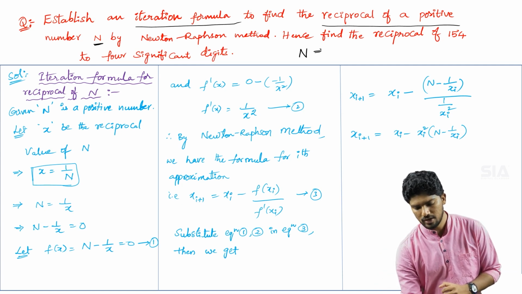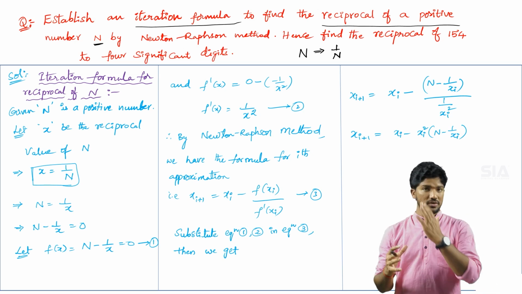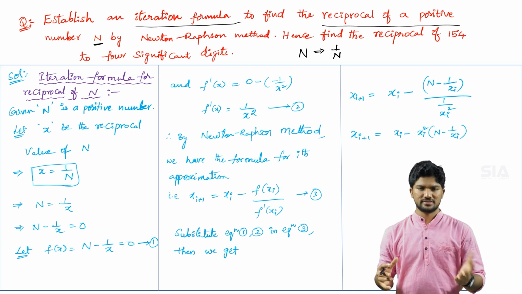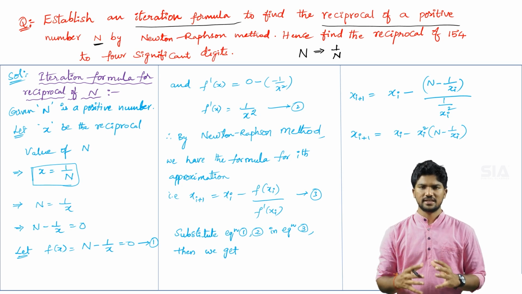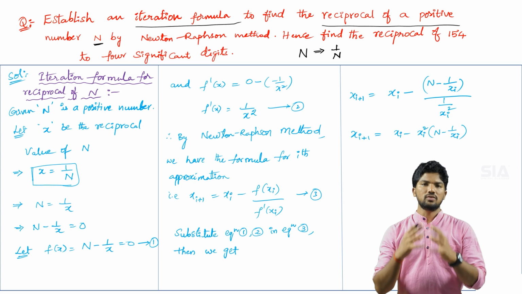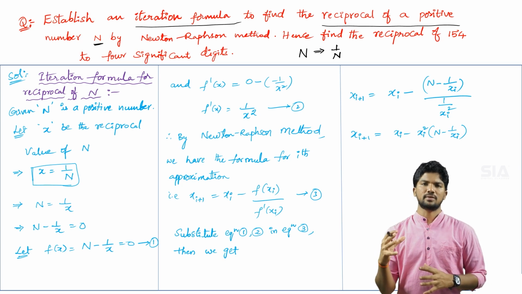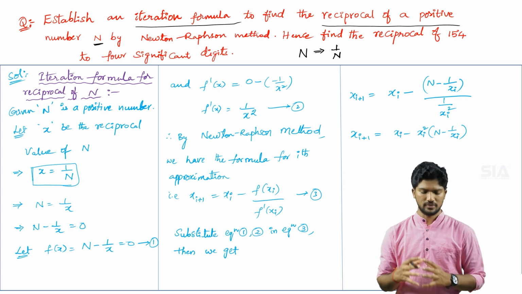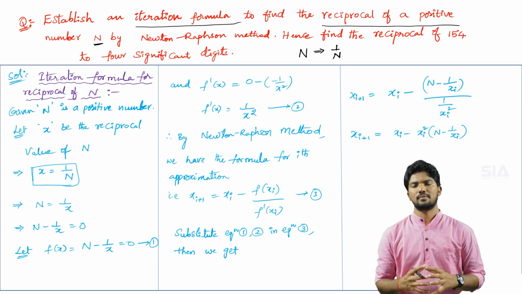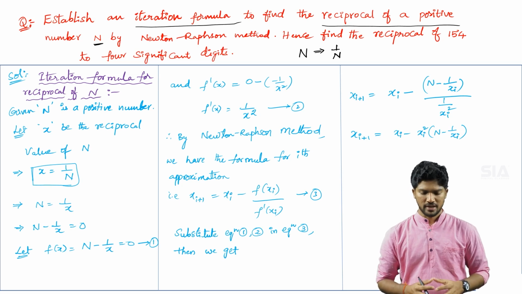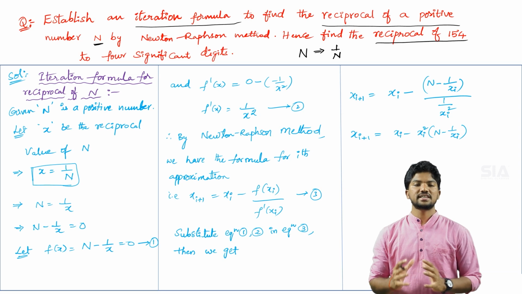Okay, what is the reciprocal? 1 by N. Reciprocal is nothing but inverse, 1 by N. So if you take any positive number, for example 30, 20, 34, 46, 18, like this, you have to find out the reciprocal. That is 1 by 18, 1 by 24, 1 by 36, in this format. For that reciprocal value, we have to find out the iteration formula by using the Newton-Raphson method. Hence, find the reciprocal of 154 for 4 significant digits.